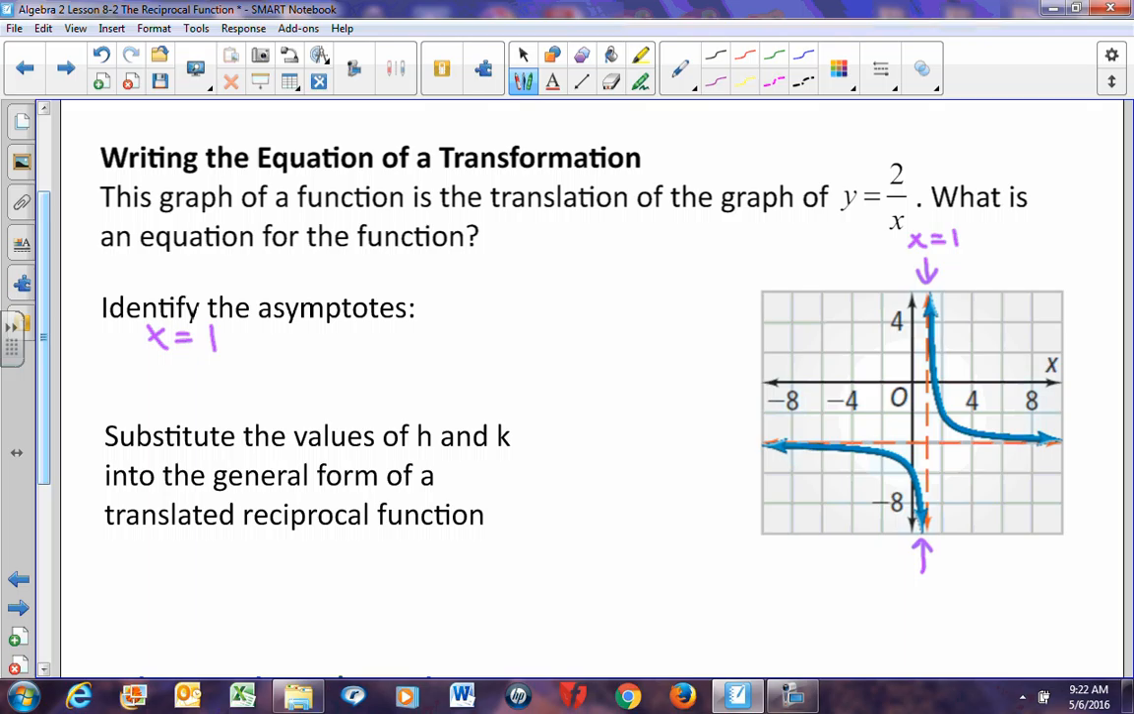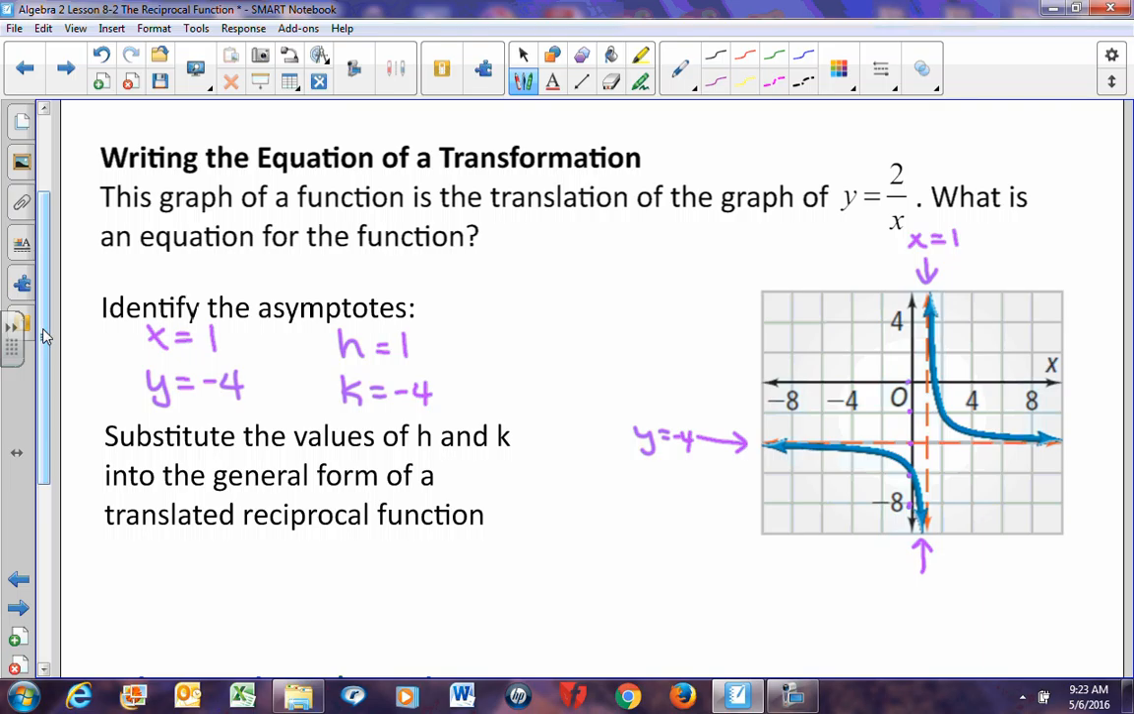If I look at my horizontal asymptote, that's the guy going left and right. Okay? If I look down here, this is 0 right here. This is -8 right here, so we're going to go 2, 4, 6, 8. We're still counting by 2s. So if we count, that's going down to -4. So I know y equals -4 is my other asymptote. That's this one here, y equals -4. So my h value is 1, and my k value is -4.